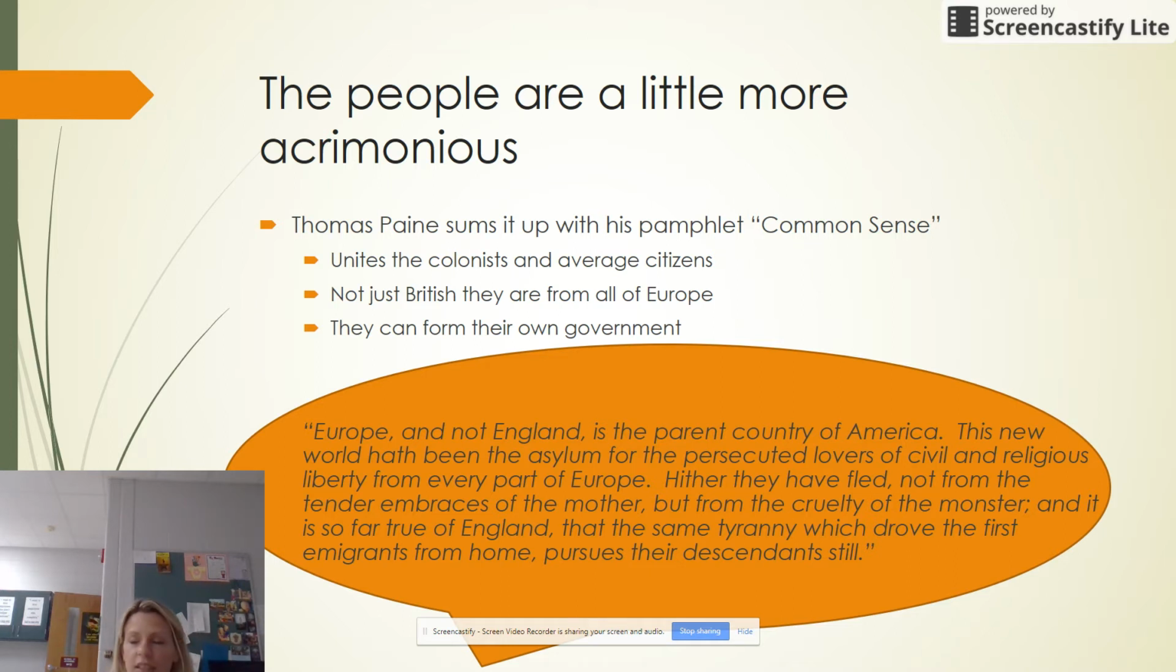However, the average colonist does not feel quite the same way. Thomas Paine writes a pamphlet called Common Sense, which becomes like an American bestseller. And the average colonists are actually reading this, and it unites the colonists behind the idea of, why are we letting Great Britain rule us? Who said that they should rule us? Who put them in charge? Why are they in charge? And then they start to think, we could form our own government. We could do this. So Thomas Paine's idea of common sense is that it just makes common sense that we could be free. Europe and not England is the parent country of America. So what he's saying is a lot of us aren't even from Great Britain. Why are we being ruled by the English?